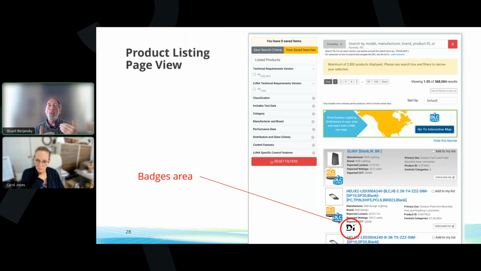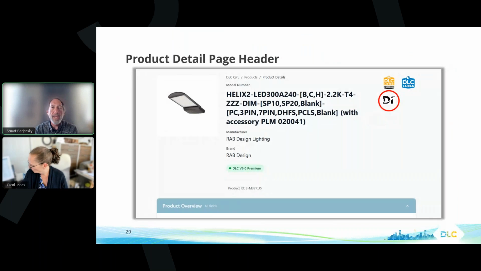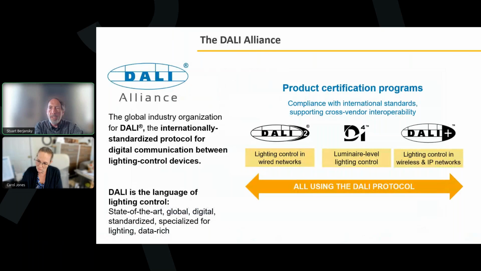So it'll be a quick way as a user of our QPL that you can see which of the fixtures shown support one of the digital protocols. And there are some other digital protocols that may emerge in the future. So we would also make sure that we can support that as well. So once you click on this, it would take you to our product detail page. And again, on that product detail page, you see in the top right the identification of that badge as well. I think some of our slides might be out of order, doubled up, Carol, so I'm just going to jump.